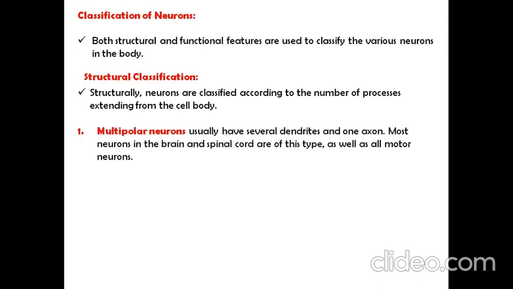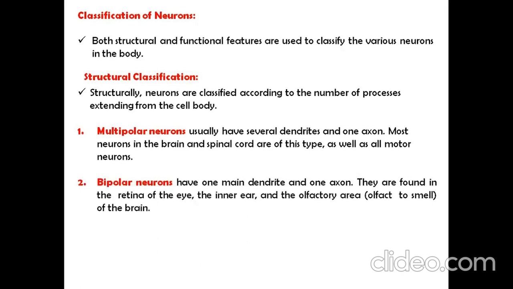First one is the multipolar neuron. Usually, they have several dendrites and one axon. Most neurons in the brain and the spinal cord are of this type, as well as the motor neurons. Second one is the bipolar neurons. They have one main dendrite and one axon. They are found in the retina of the eye, inner ear, and olfactory area of the brain.